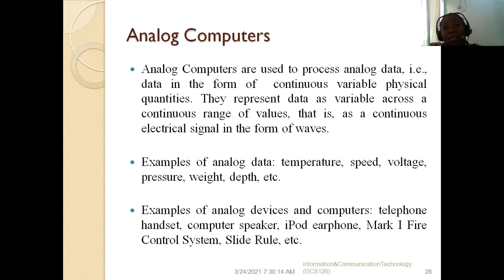Okay, I'm using physical quantities now, physical things to try to explain what analog signals are. Analog signals are signals that come as continuous electrical signals in the form of waves. They go in wave-like form, like this, okay? They go down, go up, go down, like a flow. Take an example also: temperature, speed, voltage, pressure, weight, depth.